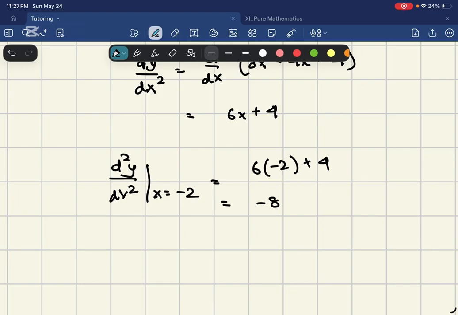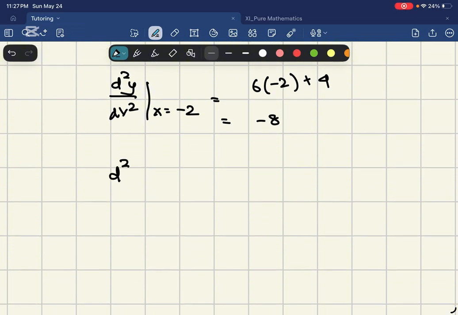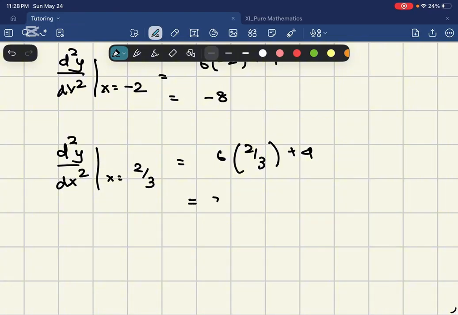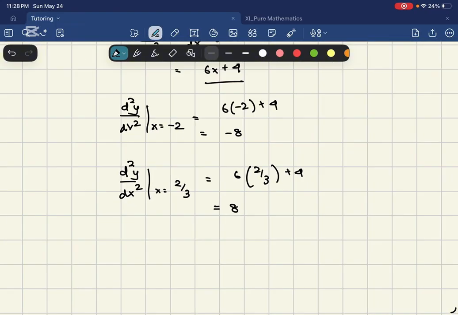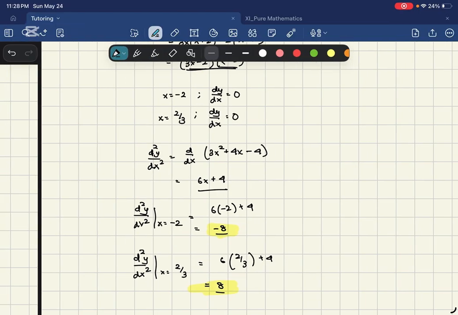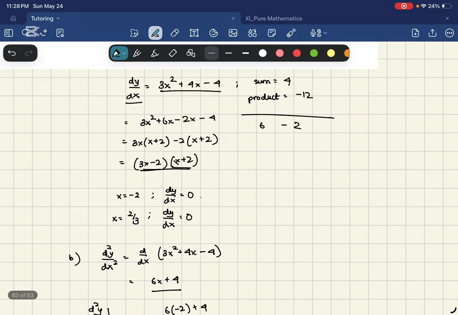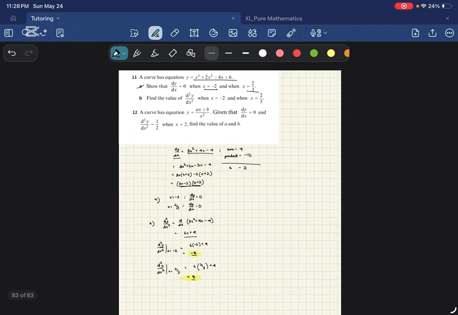So that is one value that they're looking for. And d squared y by dx squared when x is equal to 2 over 3, that is going to be 6 times 2 over 3 plus 4. I just substituted here, and that gives me positive 8. Alright, so negative 8 and positive 8. Those are my solutions. So this is part B. And part A, we proved it here. Alright, so we're done with question 11.